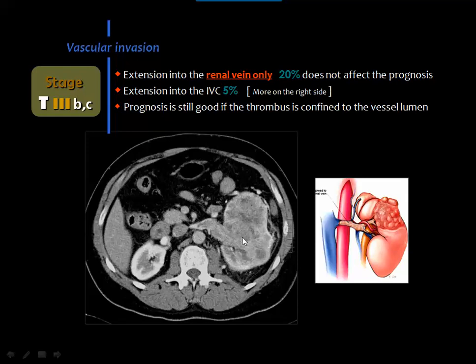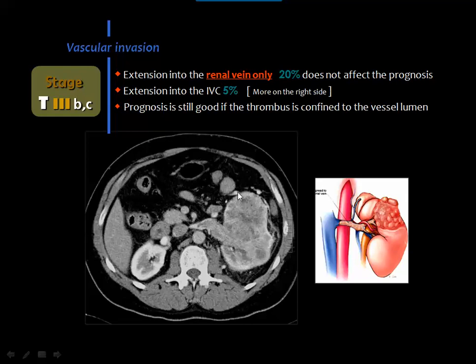are dealing with invasion of the renal vein and extension into the IVC. And extension into the renal vein also does not affect the prognosis of the patient, while extension into the IVC is usually seen in about 5% of the cases, and there is a good prognosis if the thrombus is confined to the vessel lumen, meaning that it is not invading the perivascular space.